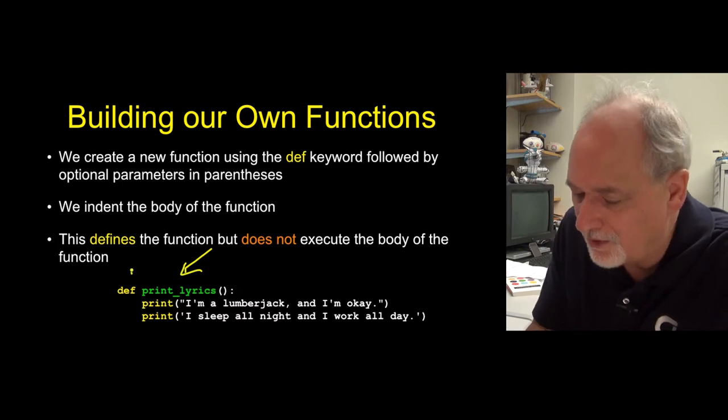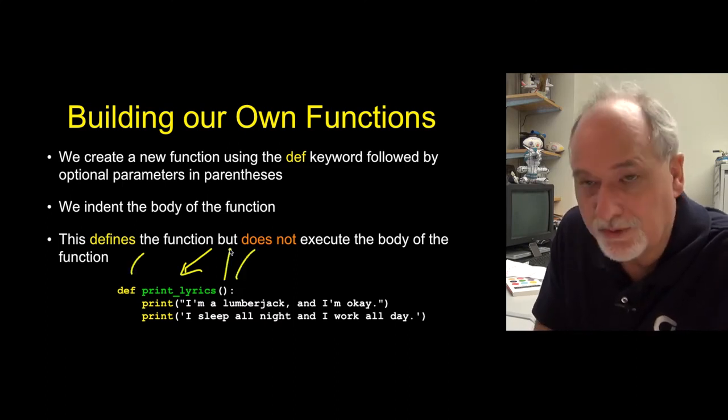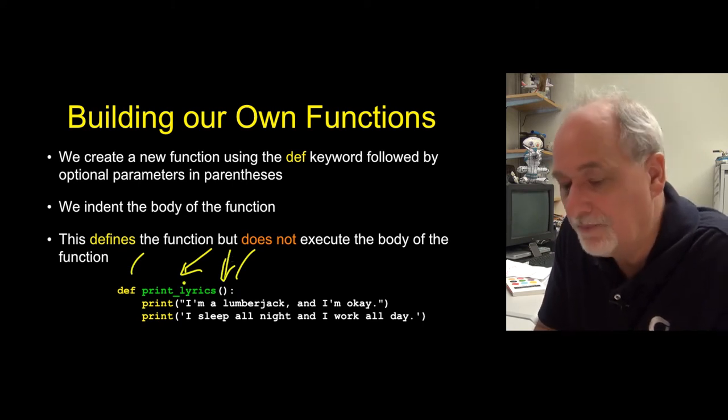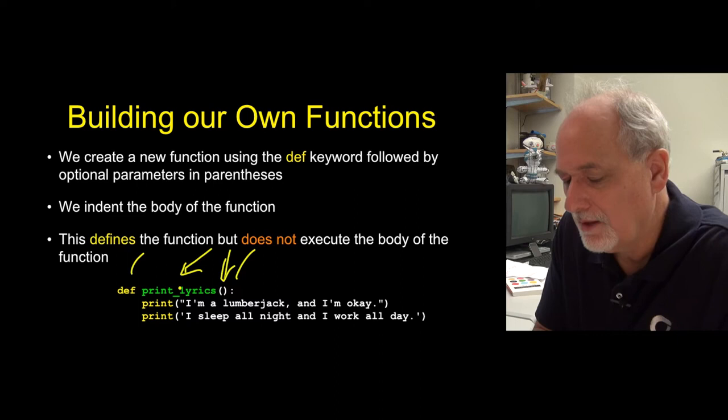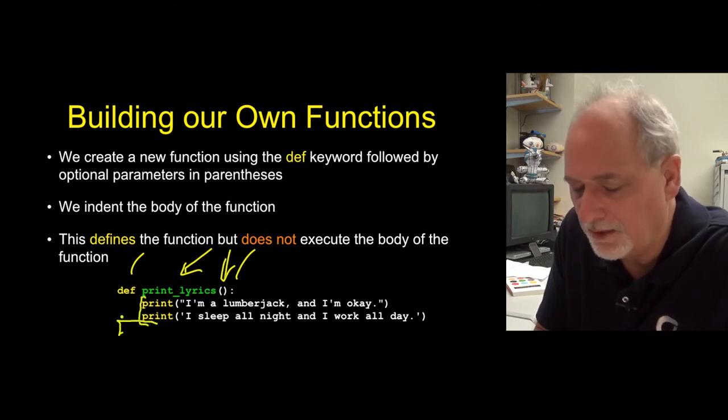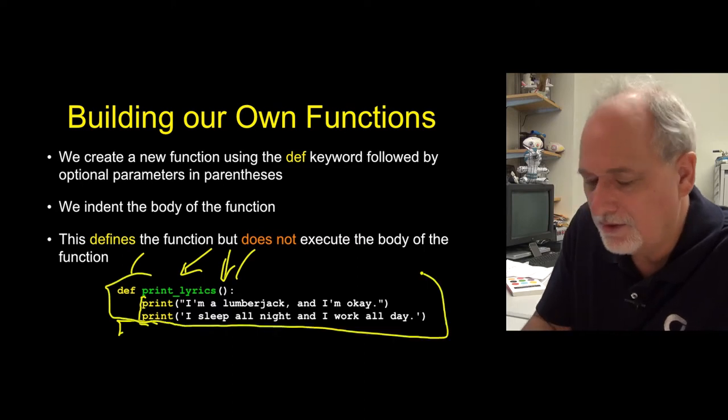It starts with a def keyword, has some optional arguments, which we'll see in a bit. That's what the parenthesis is. And then the name, and the function names follow the same rules as variable names. And then you have an indented block, whatever code you want to do, and then you have a de-indented block, and that sort of defines the essence.